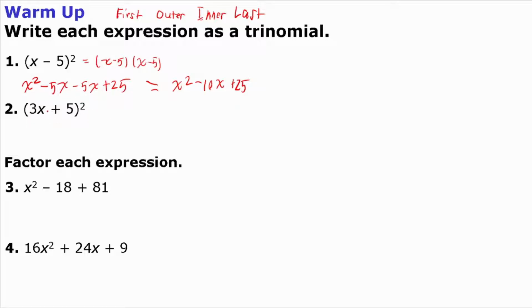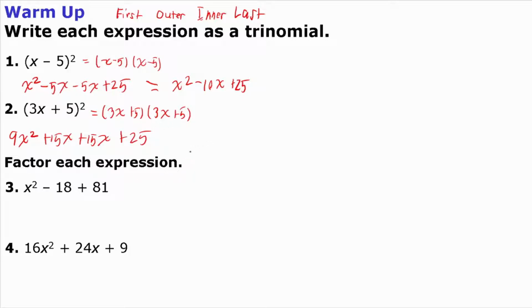We could do the same thing with our next one. Now I'm also going to show you a trick. Actually, the trick won't necessarily work for this one. Sorry. So once again, I want to rewrite it. So we're going to get 3x plus 5 times 3x plus 5. And then we could do our FOIL again. The first, 3x times 3x, is going to be 9x squared. 3x times 5 will be 15x. 5 times 3x would be plus 15x. And then 5 times 5 is 25.